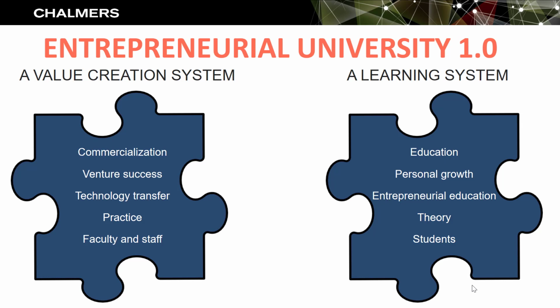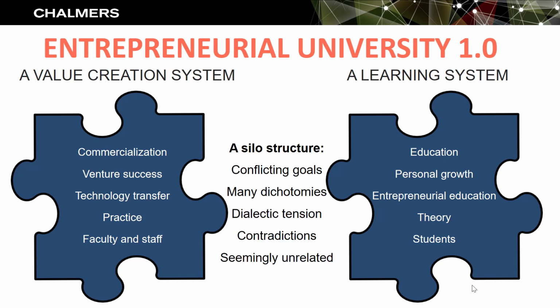And then we have a learning system. We have education where the focus is personal growth. Entrepreneurial education we find over here in the learning system. We have a theory emphasis, and we have students. What we have here is a silo structure. We have conflicting goals, many dichotomies, tension, contradictions, and two seemingly unrelated systems, a value creation system and a learning system.